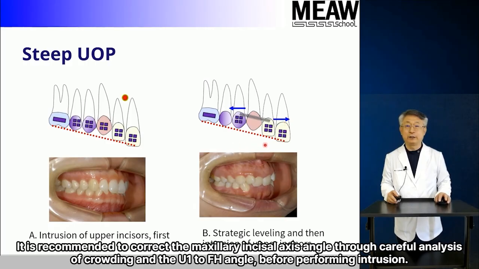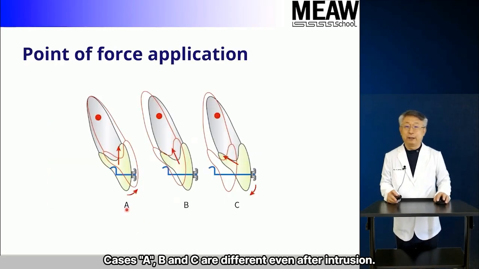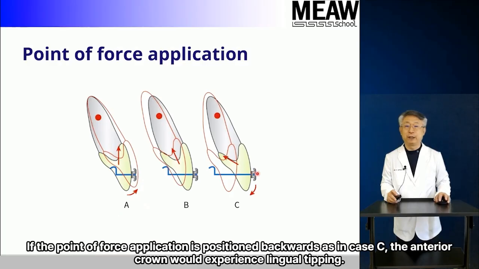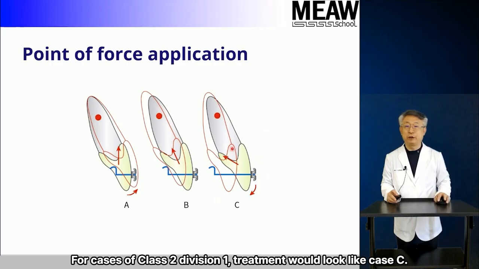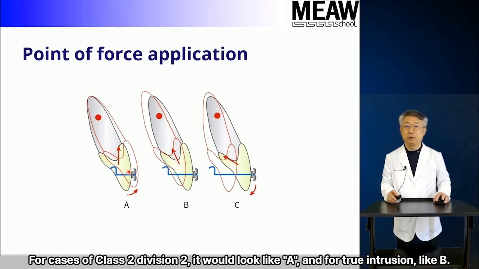It is recommended to correct the maxillary incisal axis angle through careful analysis of crowding and the U1 to FH angle before performing intrusion. Cases A, B, and C are different even after intrusion. If the point of force application is positioned backwards, as in case C, the anterior crown would experience lingual tipping. For cases of Class 2 Division 1, treatment would look like case C. For cases of Class 2 Division 2, it would look like A, and for true intrusion, like B.